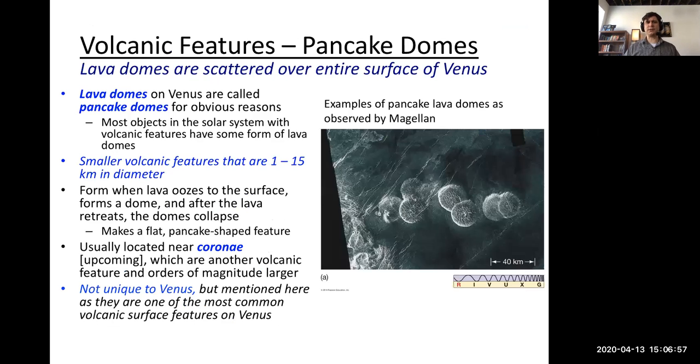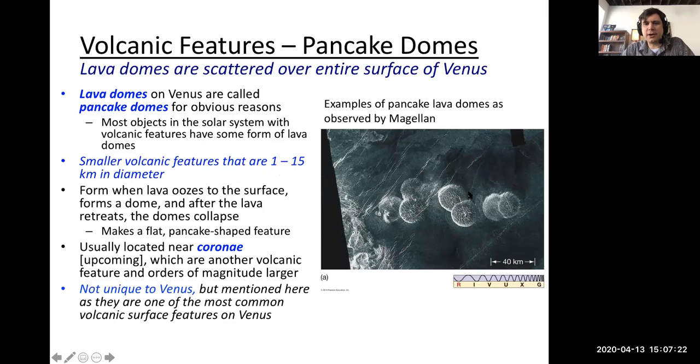Let's take a look first at the lava domes that are aptly named pancake domes on Venus. So here you can see a series of them. They often appear clustered together. The scale bar here is 40 kilometers, so these are about 20 or 30 kilometers across. But typically, that's a little bit on the larger end. They can appear 1 to 15 kilometers in size or so, or a little bit larger.